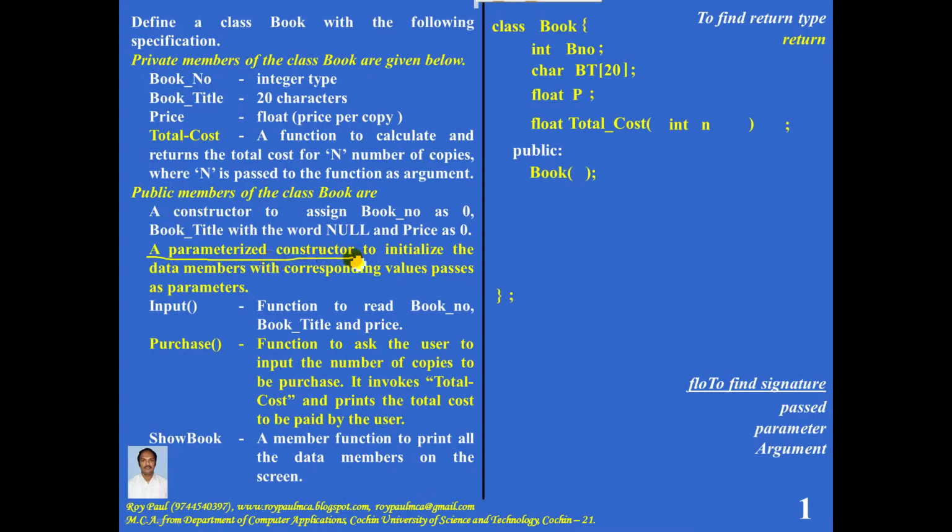A parameterized constructor, it is a member function with the same name as that of the class. So straight away you can write the name of the function, the same name as that of the class, followed by function symbol, followed by semicolon. Now find the return type, find the signature. This is a constructor, so no return type, not even void. How do you find the signature? Check for these words: passed, parameter, argument. Yes, those words are there.